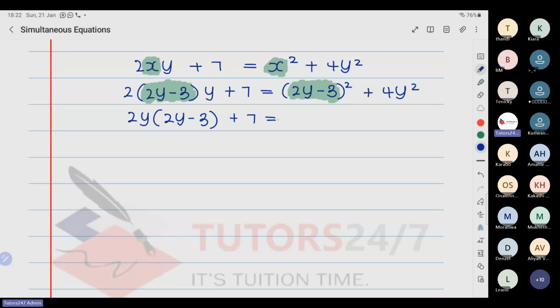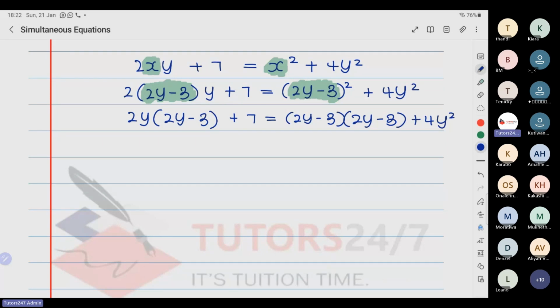And we have plus 7 equals. Now, that 2y minus 3 all squared, you can use your FOIL method there. Because it's squared, it means you repeat it twice. So 2y minus 3, 2y minus 3, plus 4y squared. We're going to use our FOIL method and solve for that double bracket.